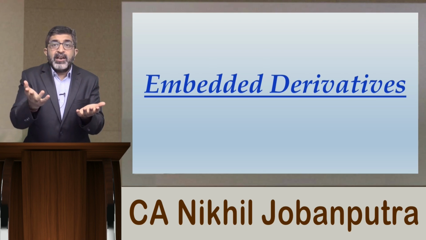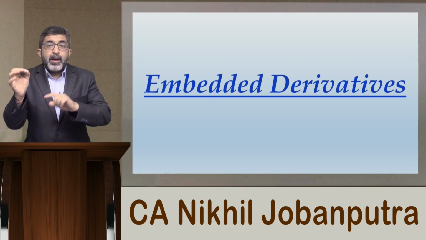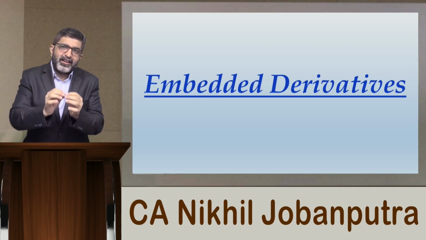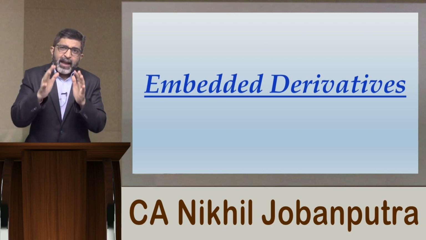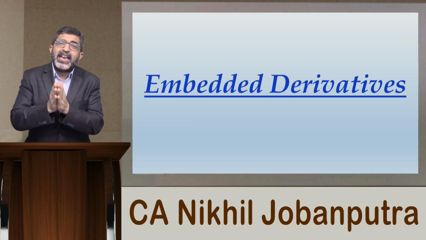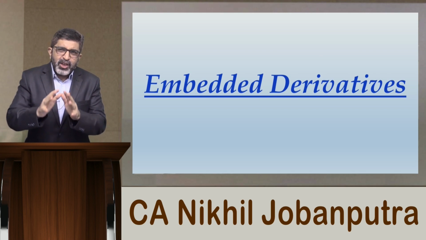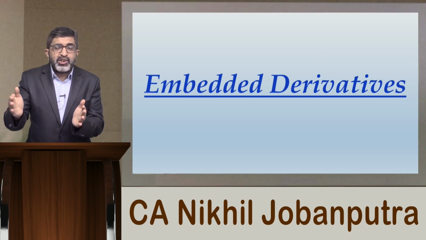However, if the host contract is not a financial asset within the scope of Ind AS 109, then there is a possibility of accounting for that embedded derivative separately, provided certain conditions are fulfilled and considered. We have yet to talk about those conditions. I am going to explain those conditions in detail, but if I speak about that right away, you may get confused. So let us put that discussion of those conditions a little later.